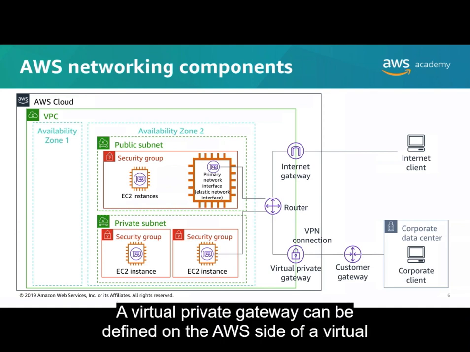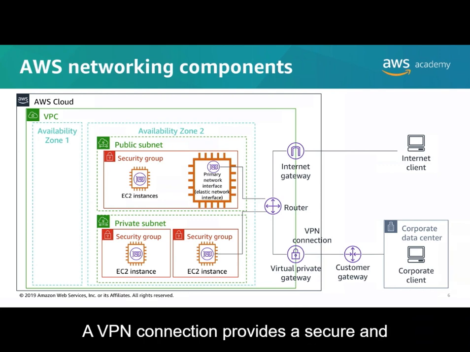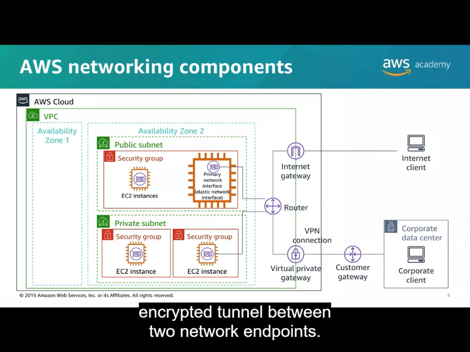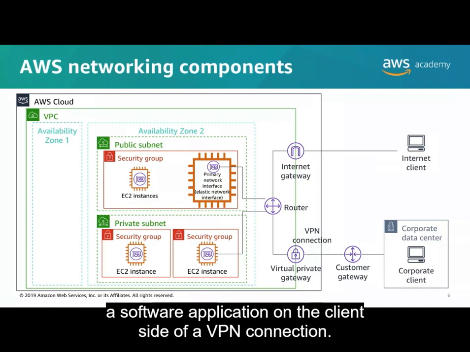A virtual private gateway can be defined on the AWS side of a virtual private network connection, also known as a VPN. A VPN connection provides a secure and encrypted tunnel between 2 network endpoints. A customer gateway is either a physical device or a software application on the client side of a VPN connection.